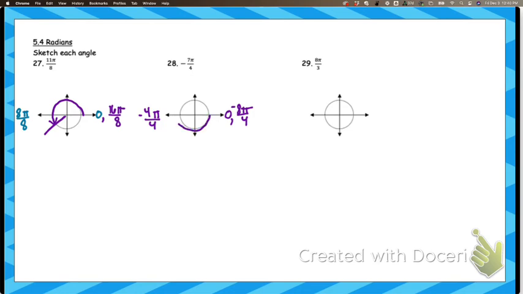So negative 7 pi over 4, I'm going to go past negative 4 pi. I'm going to be closer to negative 8 than I am to negative 4. So that is negative 7 pi over 4.